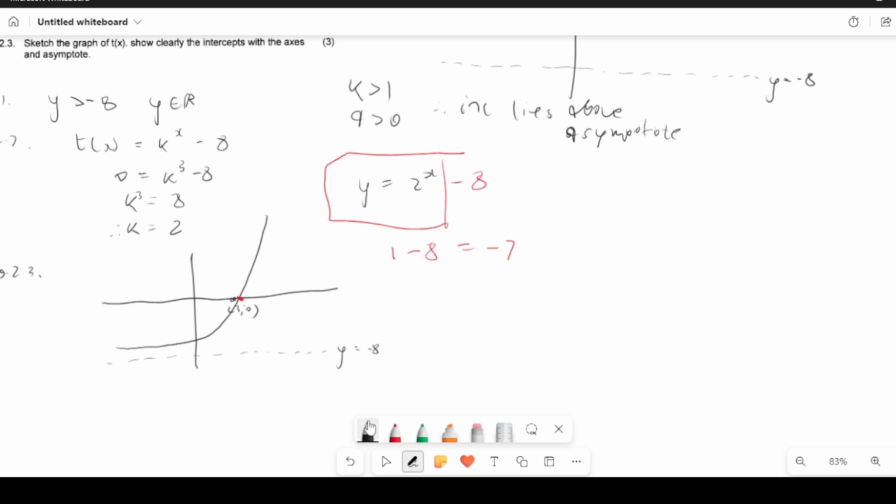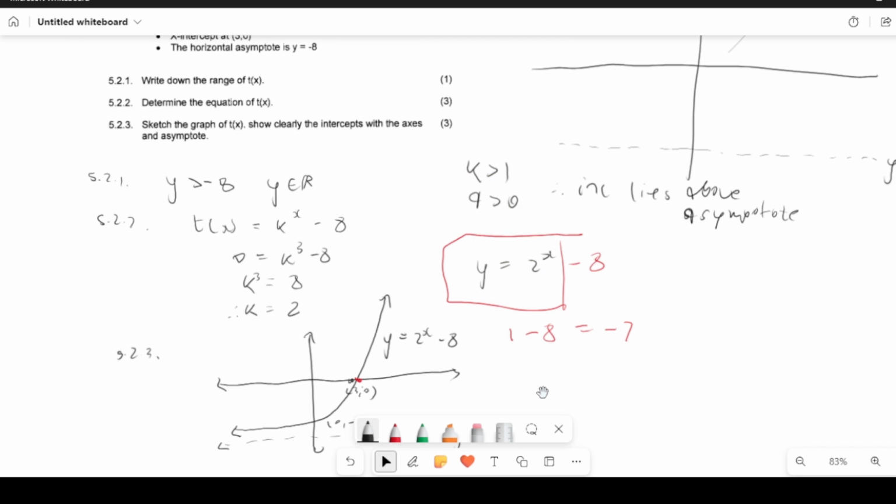Right? And at this point here, it should have a y-intercept of minus 7. You can include your arrows because this goes to infinity. And so that's the part, and then you have to label the graph. So this is the graph of y is equal to 2 to the x minus 8. And so this is the solution of this question.